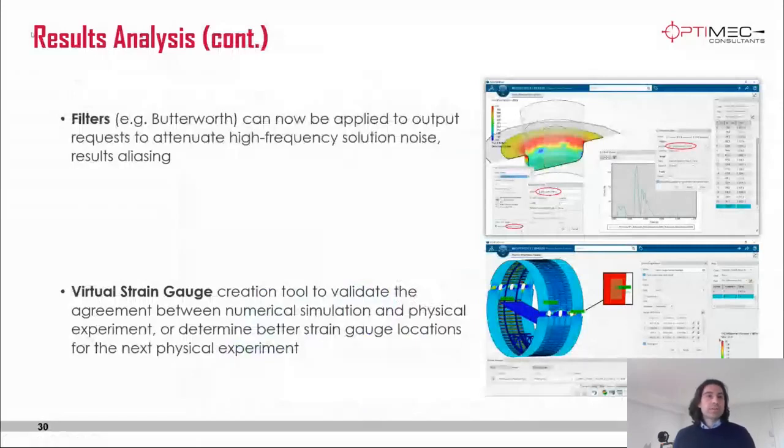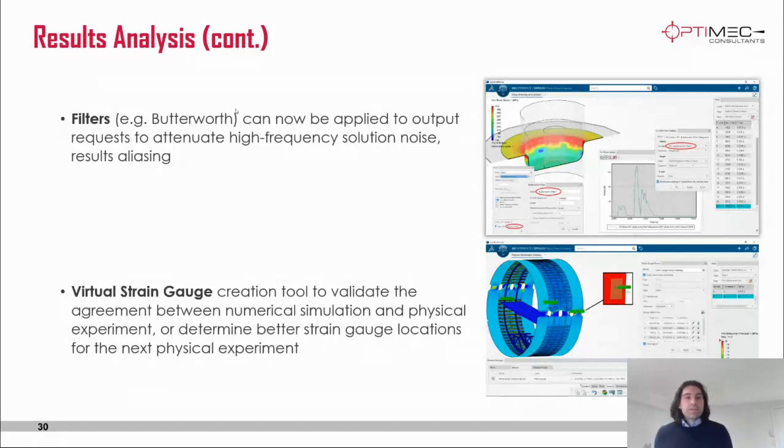On the results analysis side, there are new filters, so the option to add filters to your history output results. This will essentially attenuate high frequency solution noise. Typically those filters are used for explicit analysis, and without them, it's very difficult to analyze or take any decisions from those results because there's too much noise in them. So this is now available. You can define it when you define your history outputs, or you can also use it later when you're doing your post-processing.